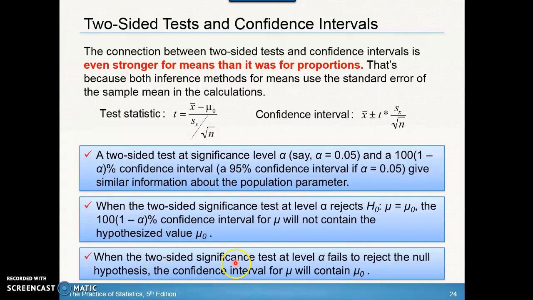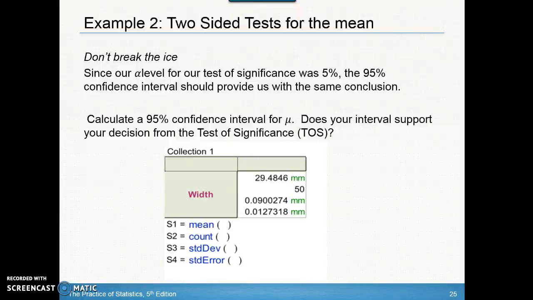And when a two-sided significance test at level alpha fails to reject the null, the confidence interval will contain the mu. And that's basically what I just said. So if you create a confidence interval and the null is in the confidence interval, you fail to reject it. If you create a confidence interval and the null is outside the confidence interval, you reject it. You fail to reject it if it's inside the confidence interval.